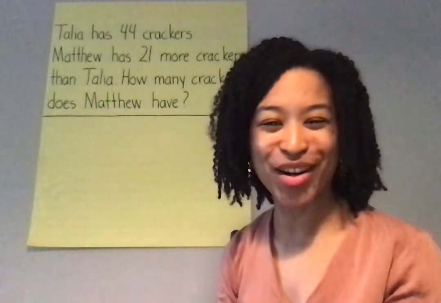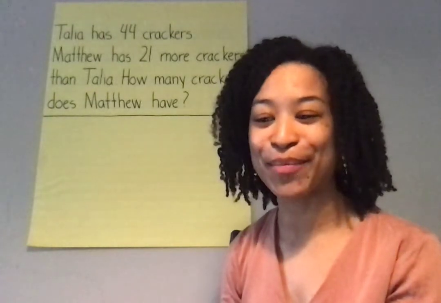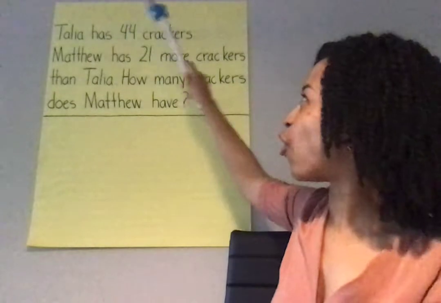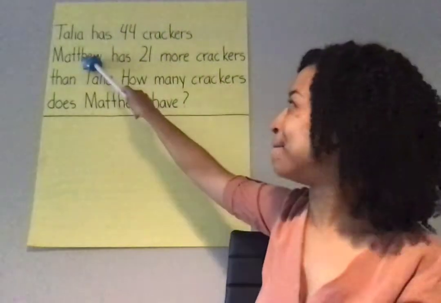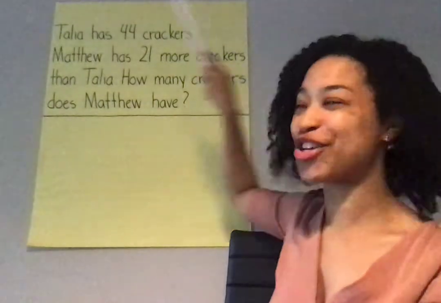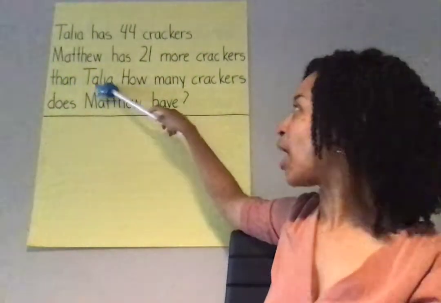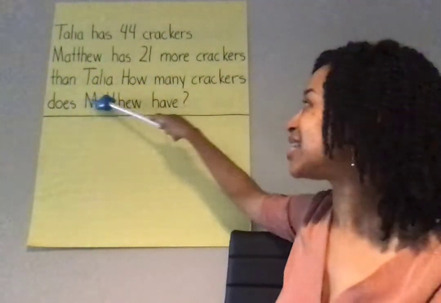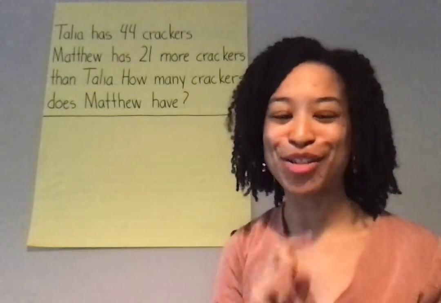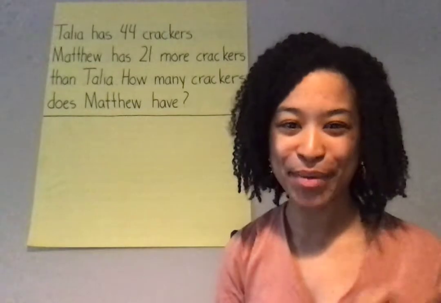Let's read it one more time before we begin our markup. Here we go. Talia has 44 crackers. Matthew has 21 more crackers than Talia. How many crackers does Matthew have? Now it's time to mark it up.